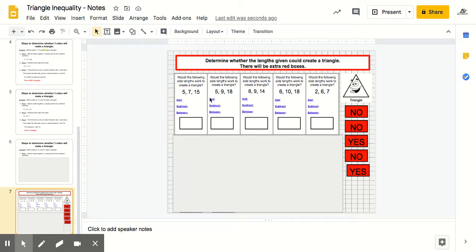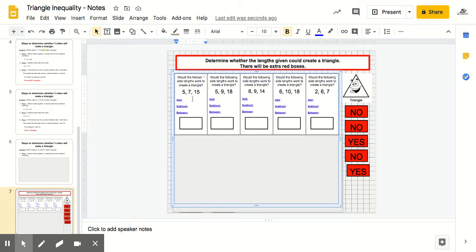Remember, our first step is to add two sides together. Again, I always just start with the two smallest ones, but you don't have to. You can use any sides. 5 plus 7 gives me 12. Now I'm going to subtract those same sides. I'm subtracting 7 minus 5. Make sure that you put the larger number first so you don't end up with a negative. 7 minus 5 is 2.